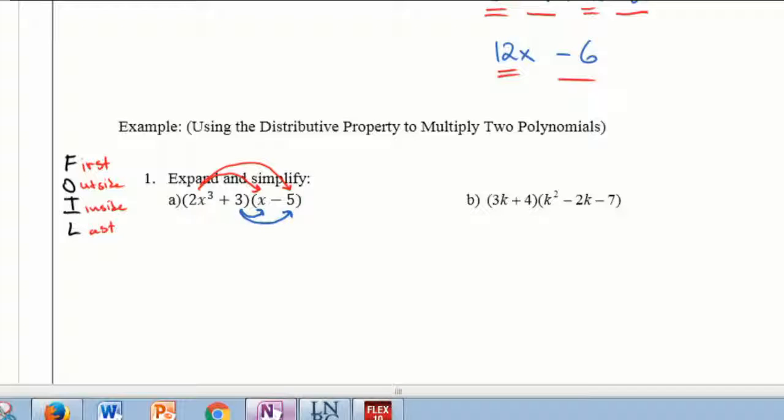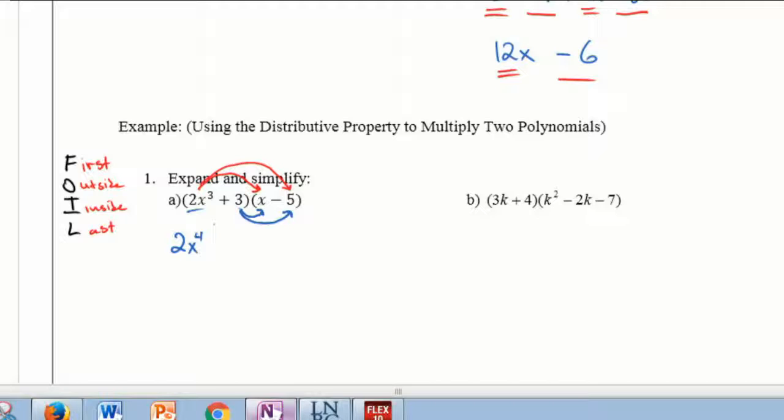So that is FOIL. If you kind of look, the term in this 2x cubed gets multiplied by both things in the second bracket, and this 3 gets multiplied by both things in the second bracket. So when we're multiplying, it's just making sure we're multiplying each term by all the other terms in the second bracket. So now I'm just going to do the multiplication. I have 2x cubed times x. So I have 2x to the power of 4.